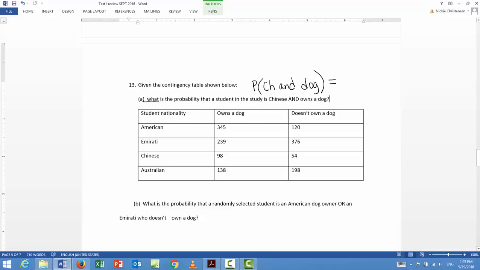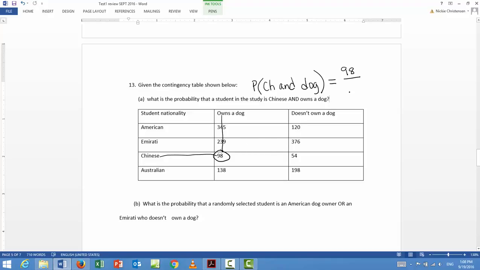and dog. Now you need to remember that when we have a contingency table, an "and" question is very straightforward. You don't need to do any multiplication. That's only if you have a contingency table. All you have to do is find the cell where the two events intersect. So Chinese and owns a dog. There are 98 people in that event. 98 people are Chinese and own a dog.